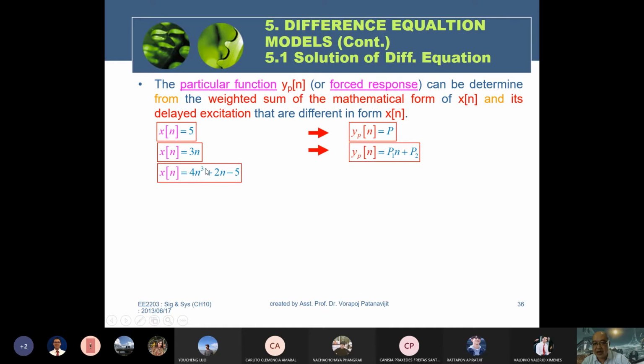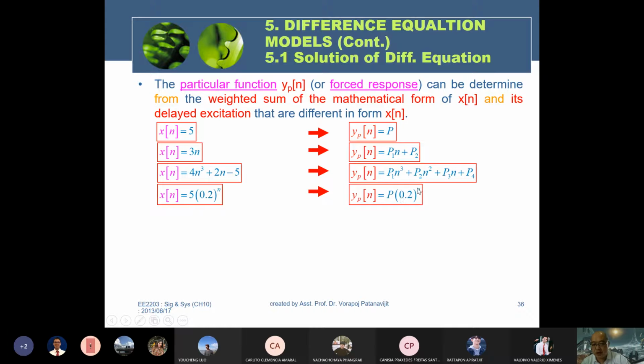If it has n cubed plus so on, with its time shifts, the general form will be p1 n power 3 plus p2 n squared plus p3 n plus p4. If we have a constant in a power series, such as 5 plus 0.2 power n, it will be the same form, 0.2 power n multiplied by a constant p. And p1, p2 and p can be determined when you substitute this particular function into the difference equation.